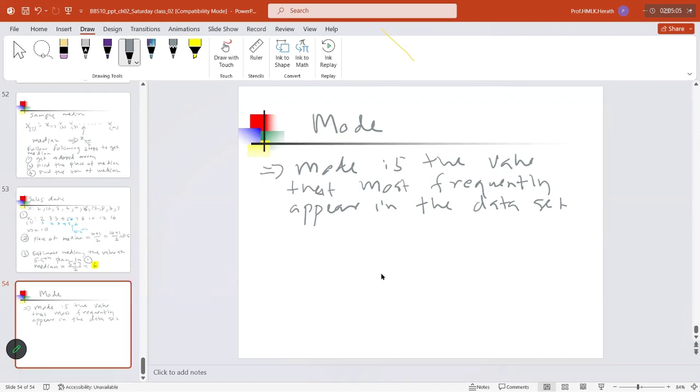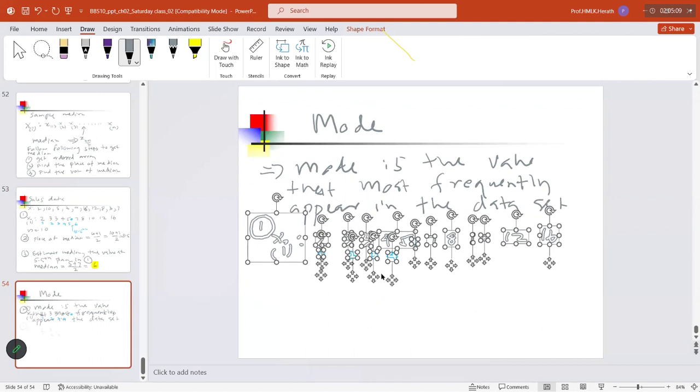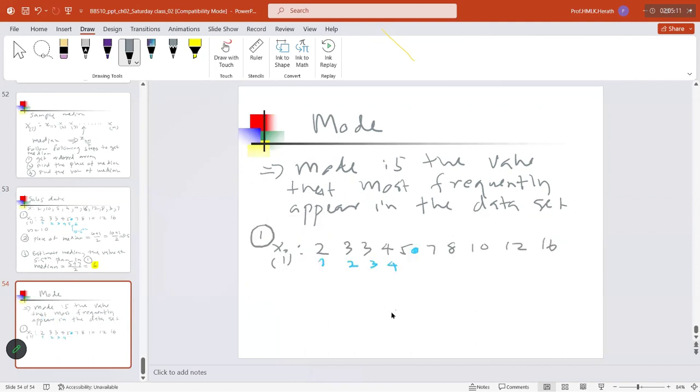So look at our data. This is our data, in an ordered array. So what is the most frequently appearing number? The 3 is appearing 2 times, while the rest of the values are appearing 1 time. Then the mode equals 3. Right?